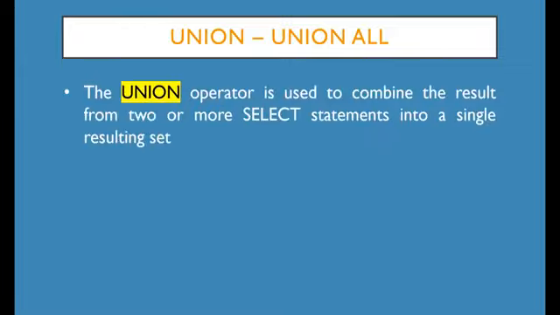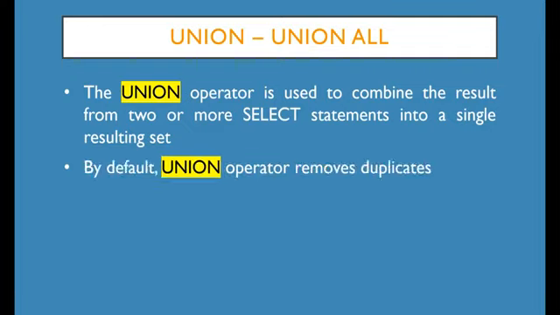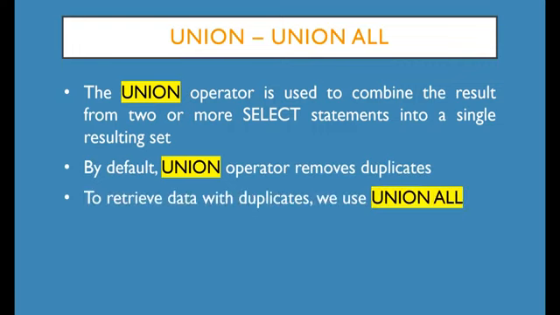In this tutorial, we are going to talk about UNION and UNION ALL. So the UNION operator is used to combine the result from 2 or more SELECT statements into a single resulting set. By default, the UNION operator removes duplicates. So if we want to retrieve data with duplicates, we use UNION ALL.